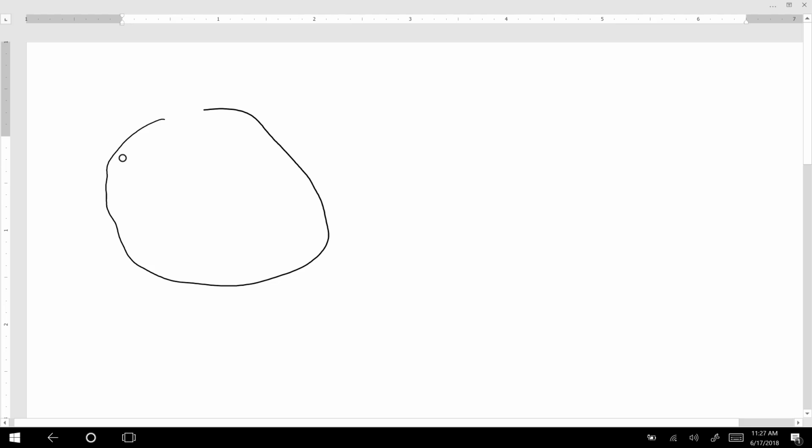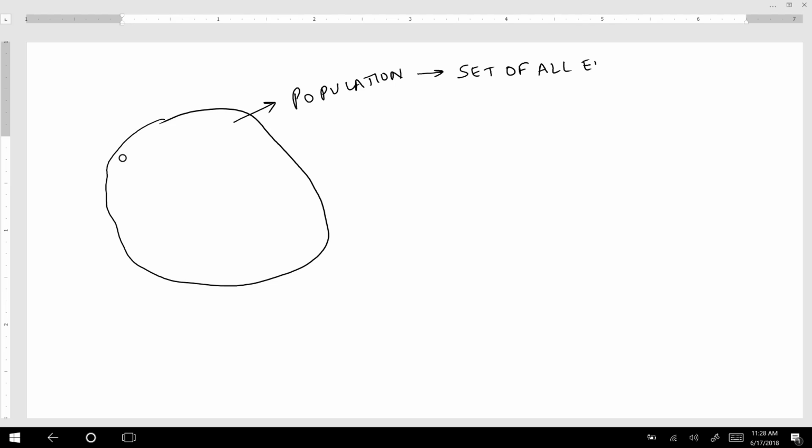In this lecture, I will introduce you to population and samples. A population is a set of all elements. So if this is a population, it consists of the set of all elements.